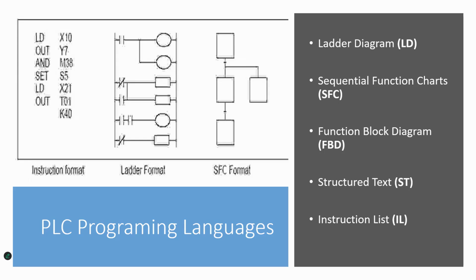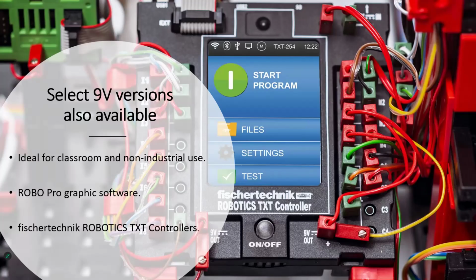Now, besides that, there are also 9 volt versions available in select models. And in the case of these 9 volt versions, they will ship pre-wired to Fischertechnik's own proprietary robotics controller, which is the Robotics TXT controller. Each controller is going to be pre-programmed using Fischertechnik's proprietary software, which is RoboPro coding, or in some cases, it'll use C, C++.